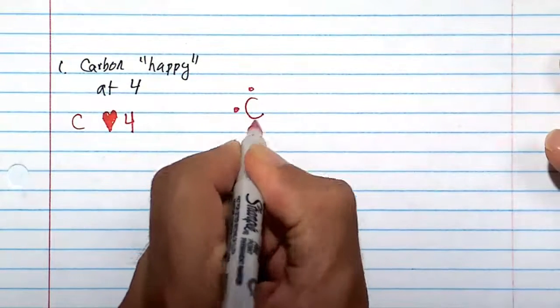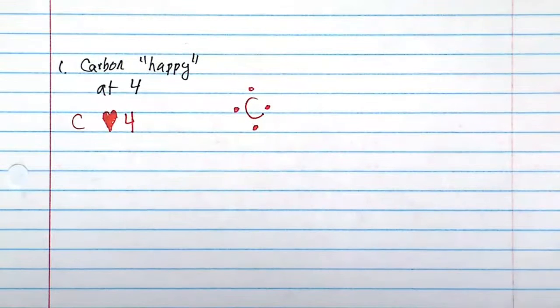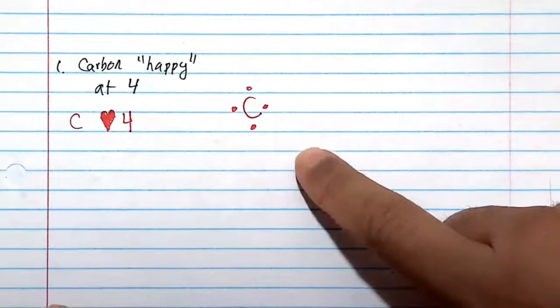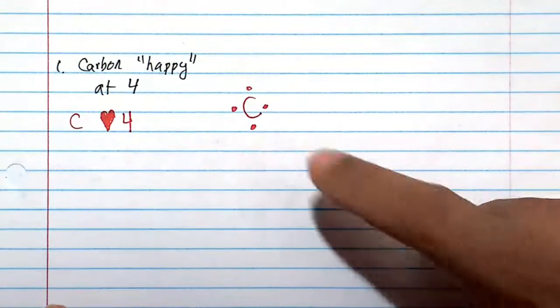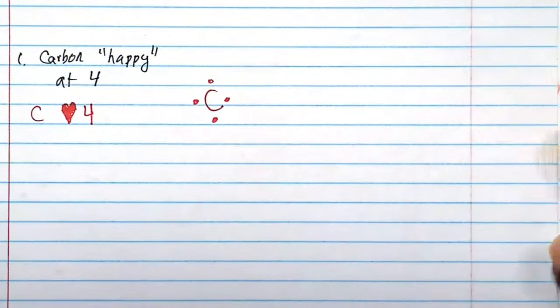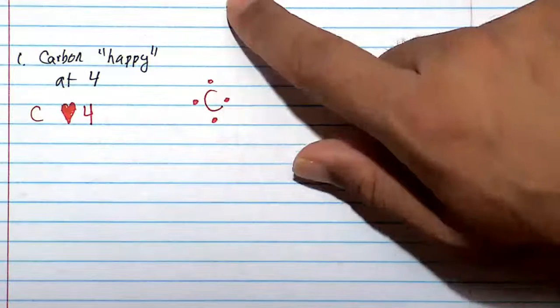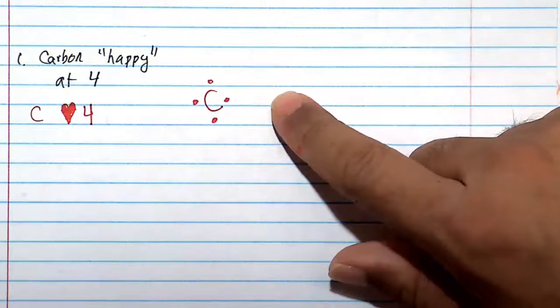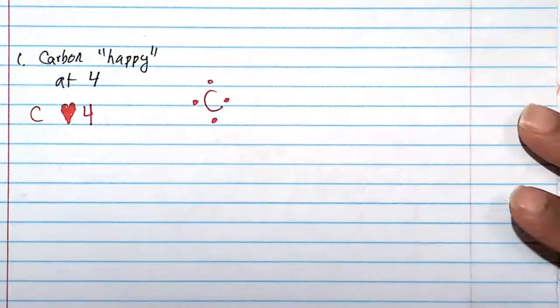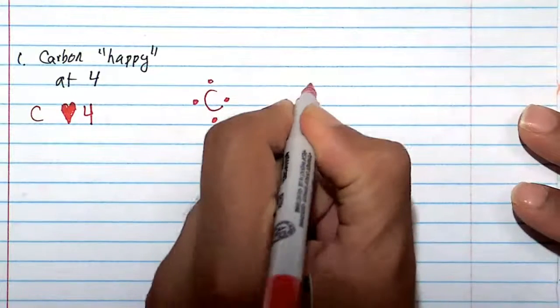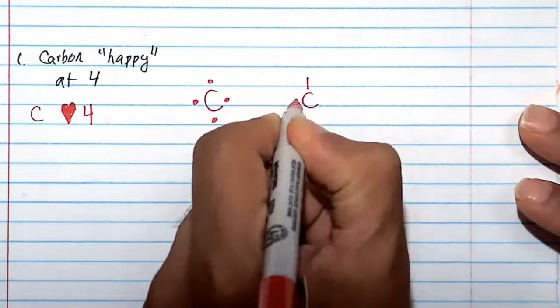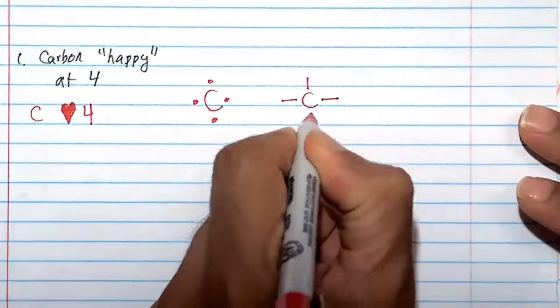Each of these dots represents 1 electron. But instead of showing it like this, I'm going to show it another way. You see, this electron is ready to form a bond, this electron is ready to form a bond, and same thing with these other 2 electrons. So I'm going to draw it like this: carbon forming a bond here, and here.